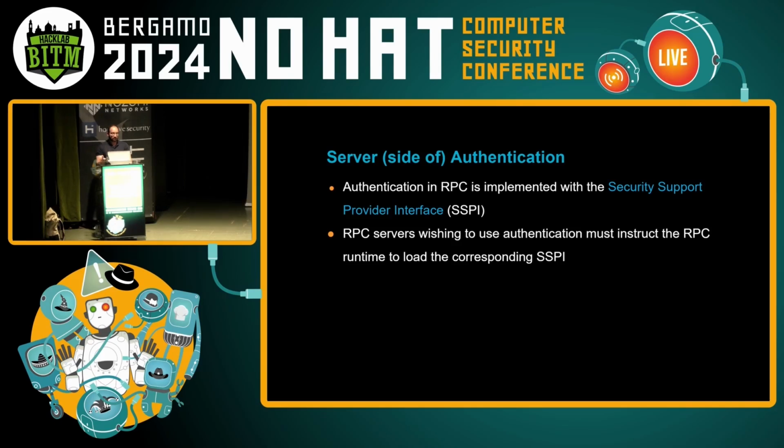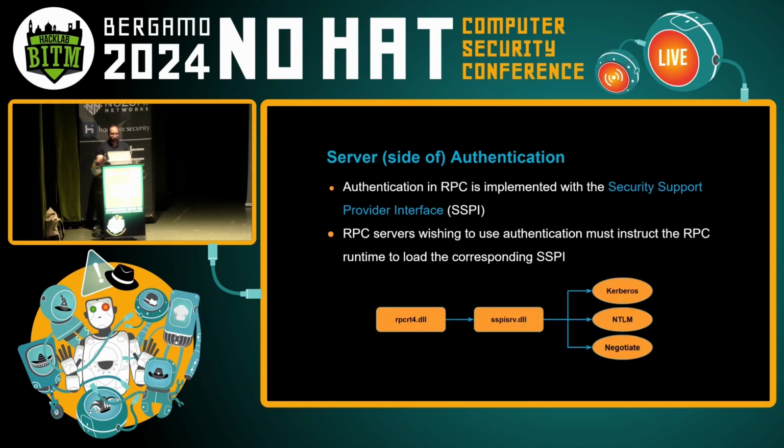So when the RPC server tells the RPC runtime to use a specific provider for authentication, the RPC runtime just loads the corresponding SSPI DLL. This is done through the SSPI SRV DLL, which is what manages the SSPI, and it just loads it specifically.